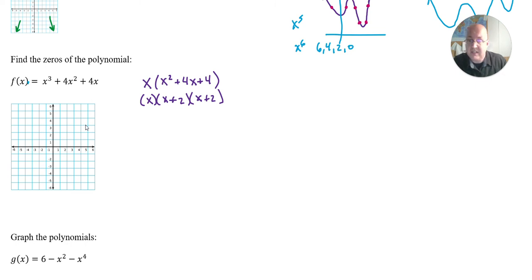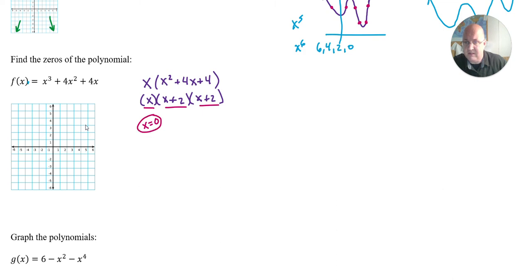Now notice that if any one of those factors is equal to 0, then the whole thing is equal to 0, because in a product, when you multiply a bunch of things together, if one of those things is 0, the whole thing is 0. So the whole thing is going to equal 0 if x equals 0.